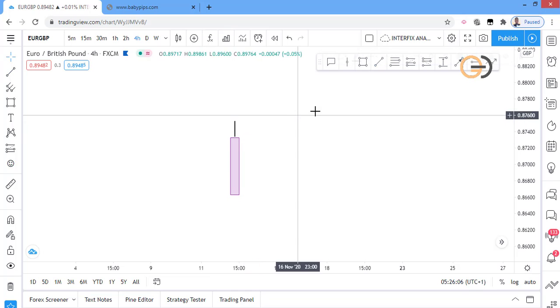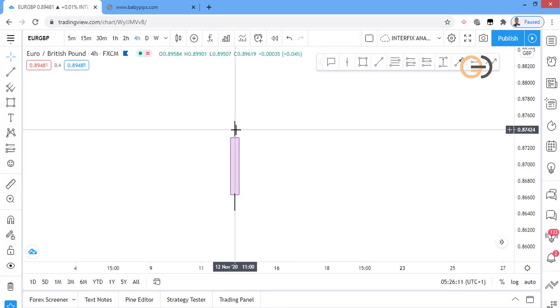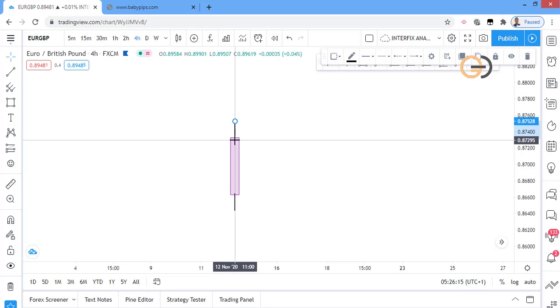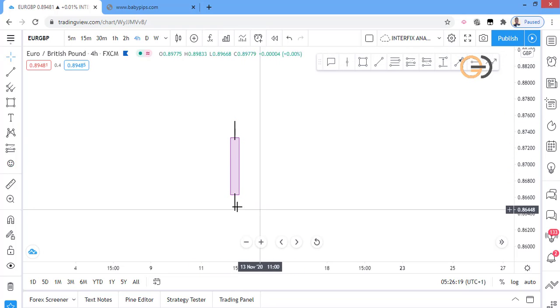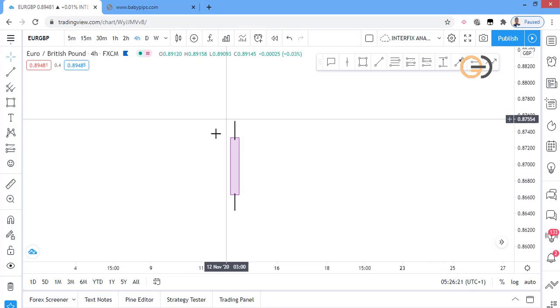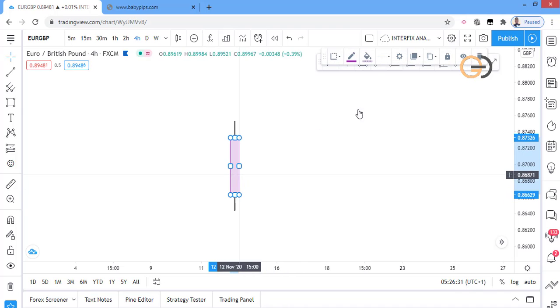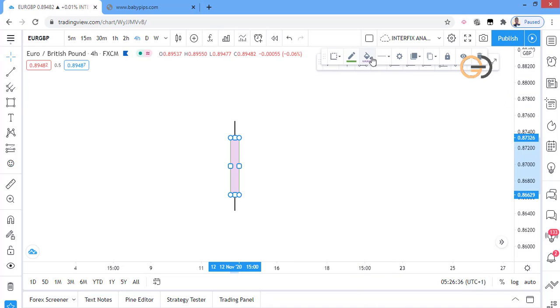Now this is the wick high and this is the wick low. All right. So this is how a candlestick looks. Now when you see a full candlestick like this, it means there is pressure in the market at that time on this candlestick, depending on the color it has.